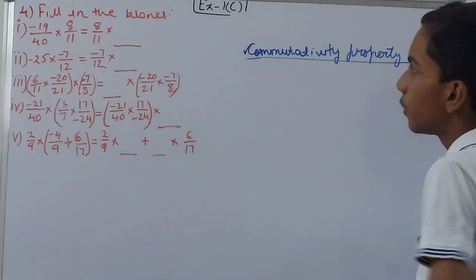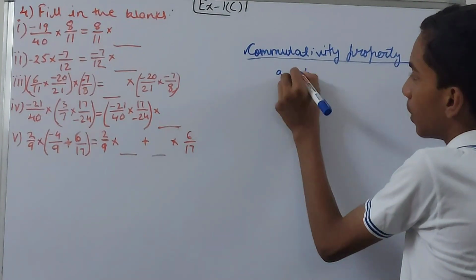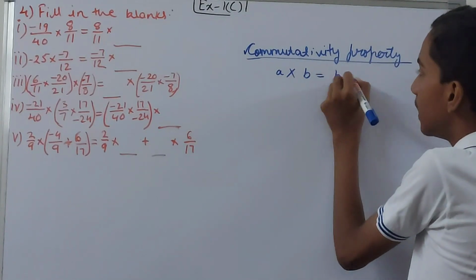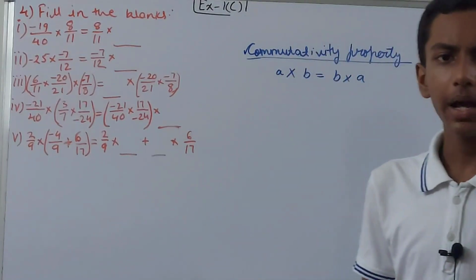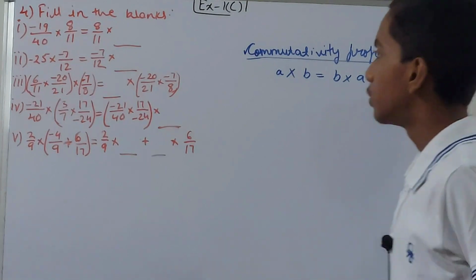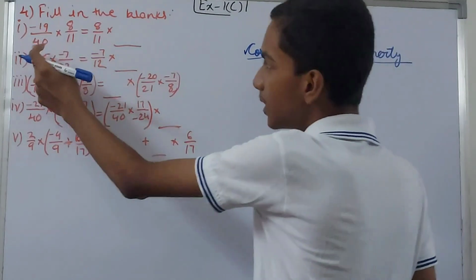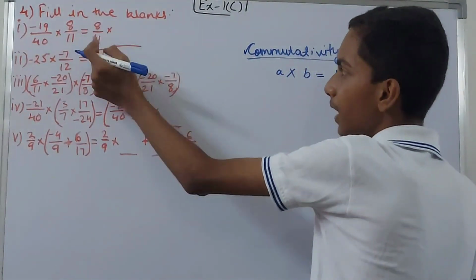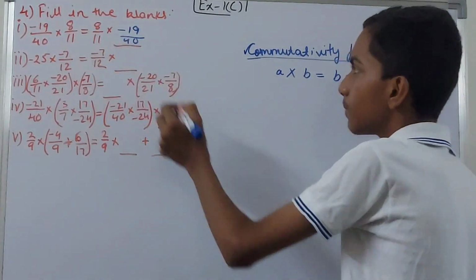Basically it says that if I have two numbers a and b, I can multiply them, a into b, and this can be written as b into a as well. So any two rational numbers can be multiplied in any order, right? They can be put in any order when we are doing the multiplication. This is applicable only for two rational numbers. So we had minus 19 upon 40 into 8 by 11. We'll reverse it. We'll have 8 by 11 into minus 19 by 40. Fine, that is what it will be.